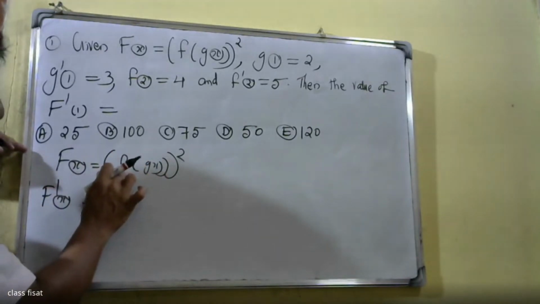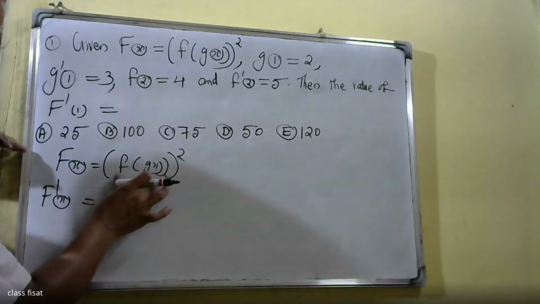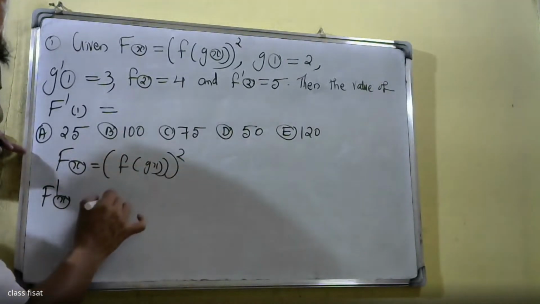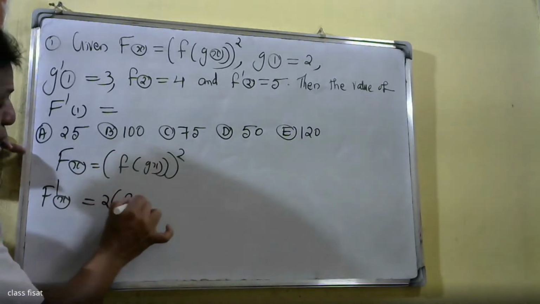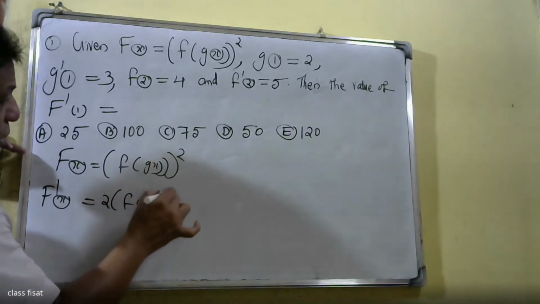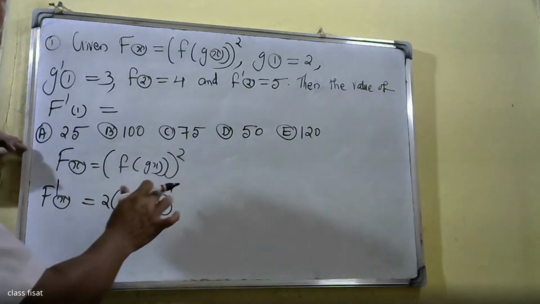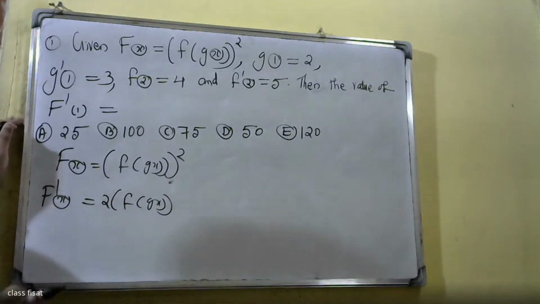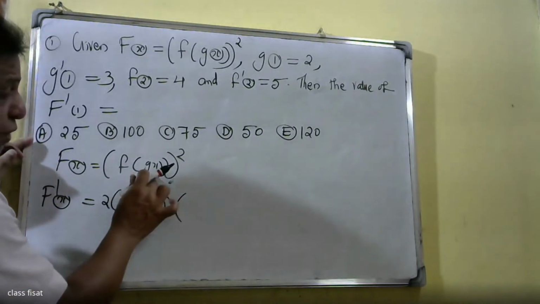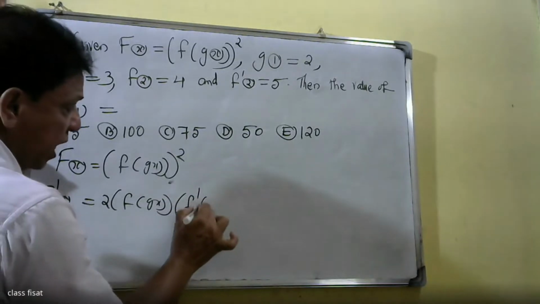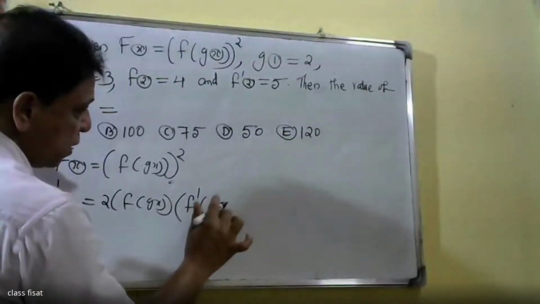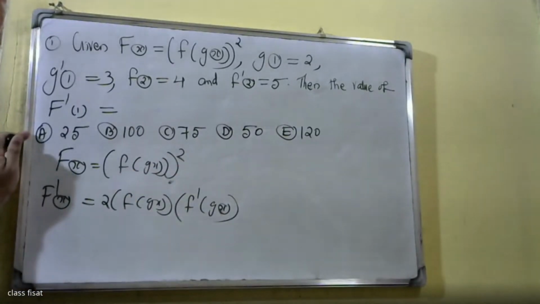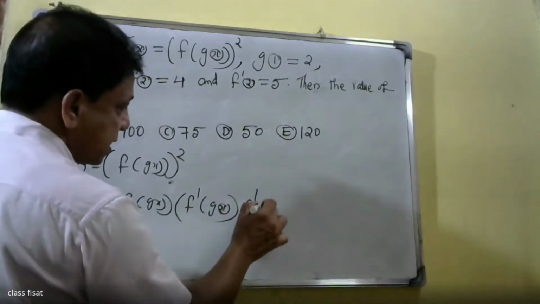F dash x is the differentiation of the right hand side, f of g of x whole square. We have x raised to n, whose derivative is n into x raised to n minus 1. So 2 into f of g of x whole raised to 1, into the derivative of f of g of x, which is f dash g of x, into the derivative of g of x, which is g dash x.